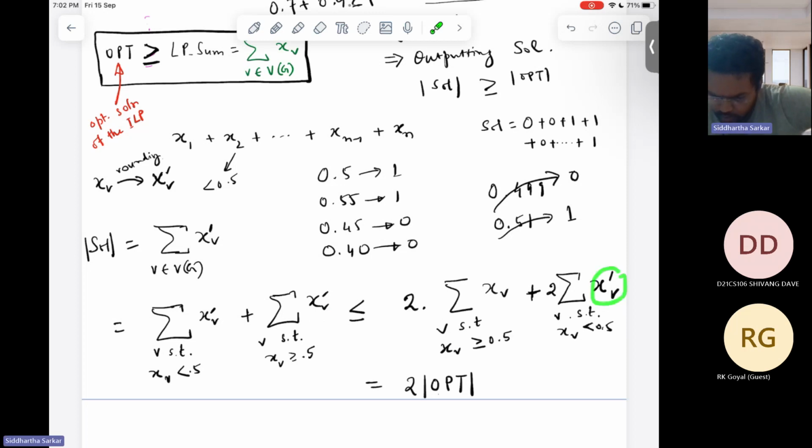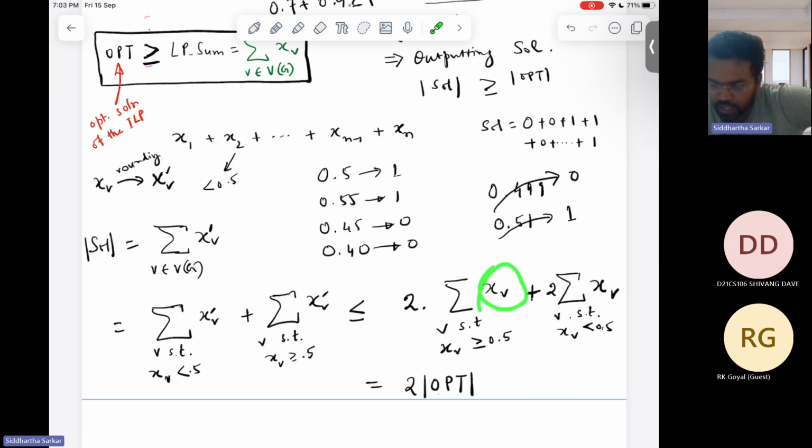Okay, am I making some mistake here? Oh, okay, remember one more thing. This x dash v is nothing but 0, right? So for all xv which is less than 0.5, x dash v is 0. So this part is 0. So we can also upper bound 0 by something like 0.1 or 0.2, that is xv.